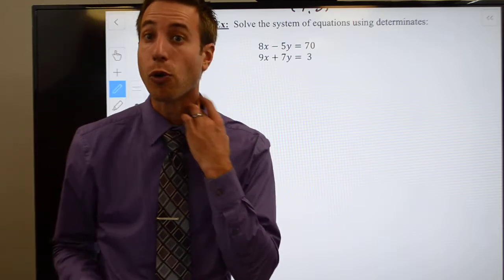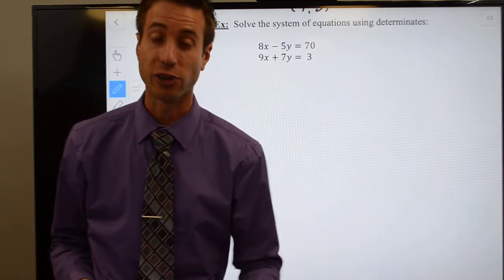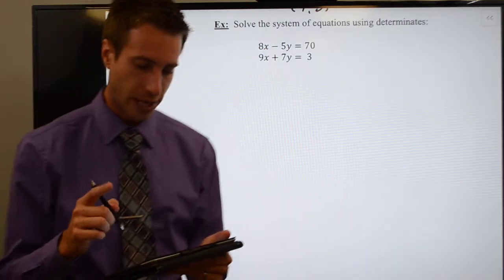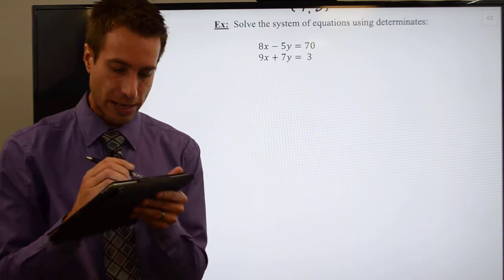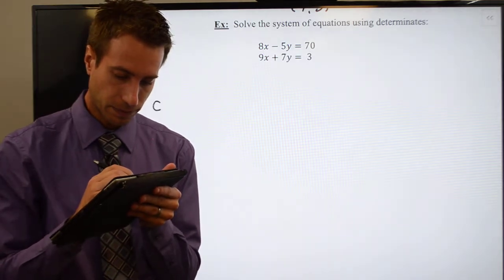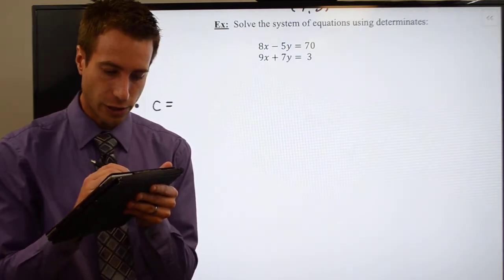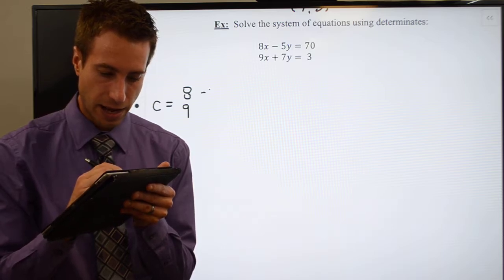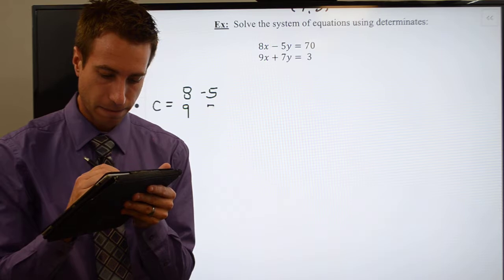Got another one here for you. Try one more of these before we move on to something maybe a little trickier, like a 3 by 3 or a system of 3 equations. So here we go. Coefficient matrix. My coefficients are an 8, a 9, a -5, and a 7.